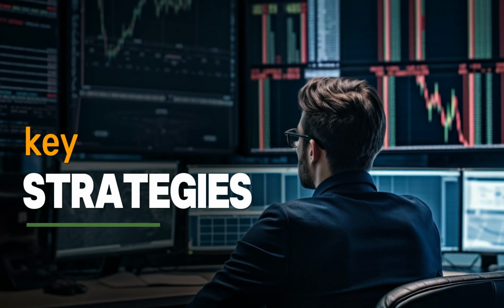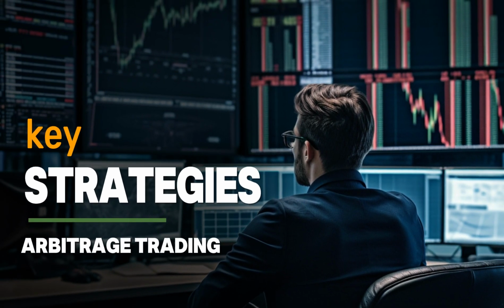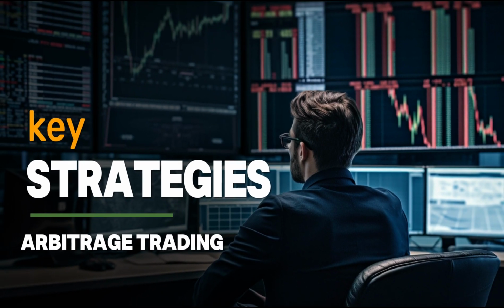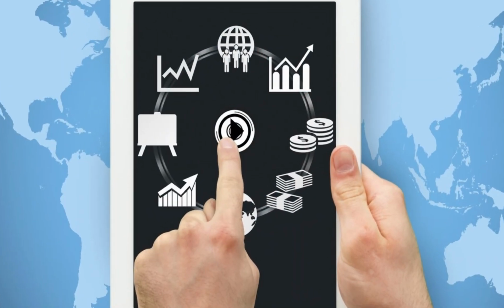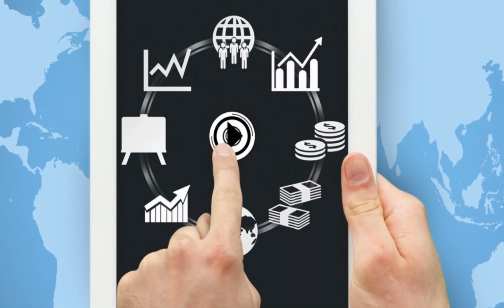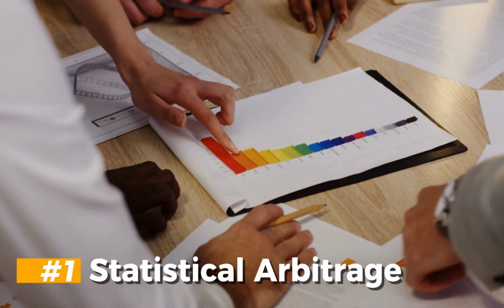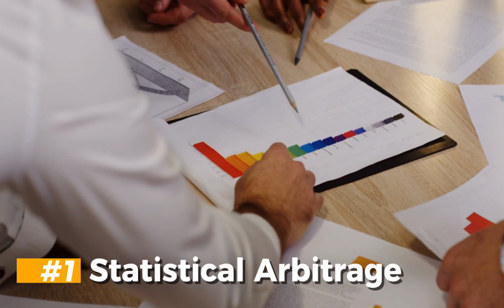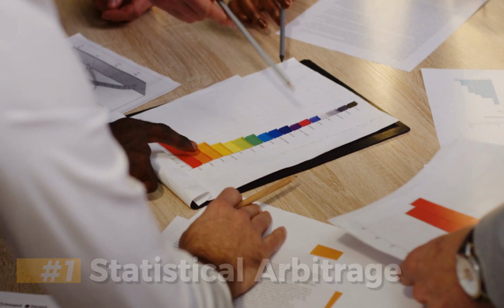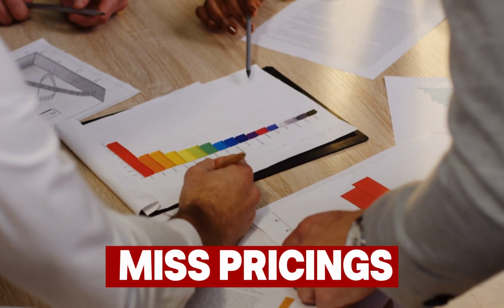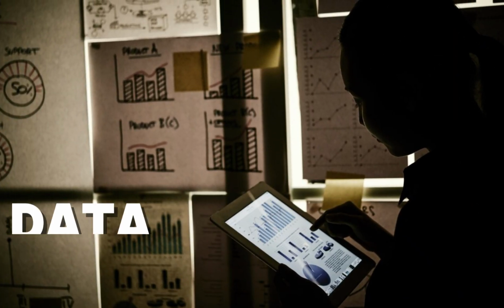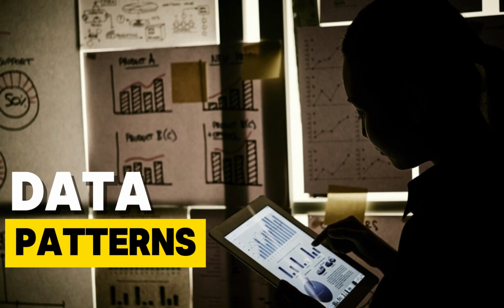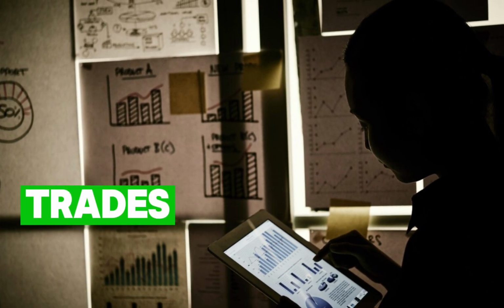Key strategies in arbitrage trading. Throughout this series, we've covered various arbitrage strategies, each with its own set of techniques and applications. Some of the key strategies include statistical arbitrage. This strategy involves using statistical models to identify mispricings between related assets. By analyzing historical data and patterns, traders can predict price movements and execute trades accordingly.